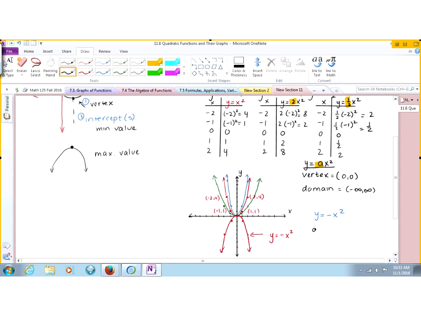So let's write a conclusion. If a is greater than 0, what happens? Parabola opens where? Up or down? Opens up. But what happens if a is less than 0? Parabola opens down. All right. Are we okay so far? Okay. Good. So if a is greater than 0, the parabola opens up, and if a is less than 0, the parabola opens down.